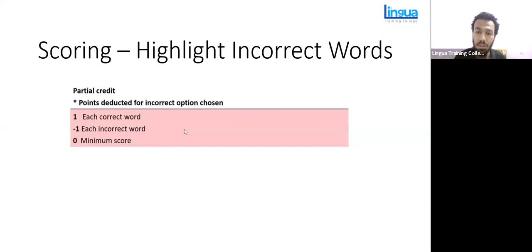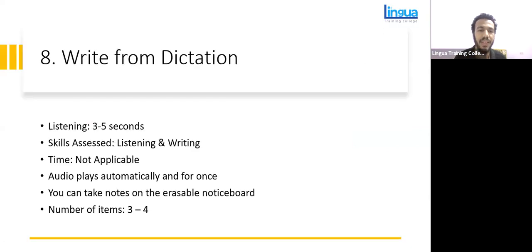0 is the minimum score. You can't come out of it with minus. Last question in listening and the PTE Core test is writing from dictation, right from dictation.